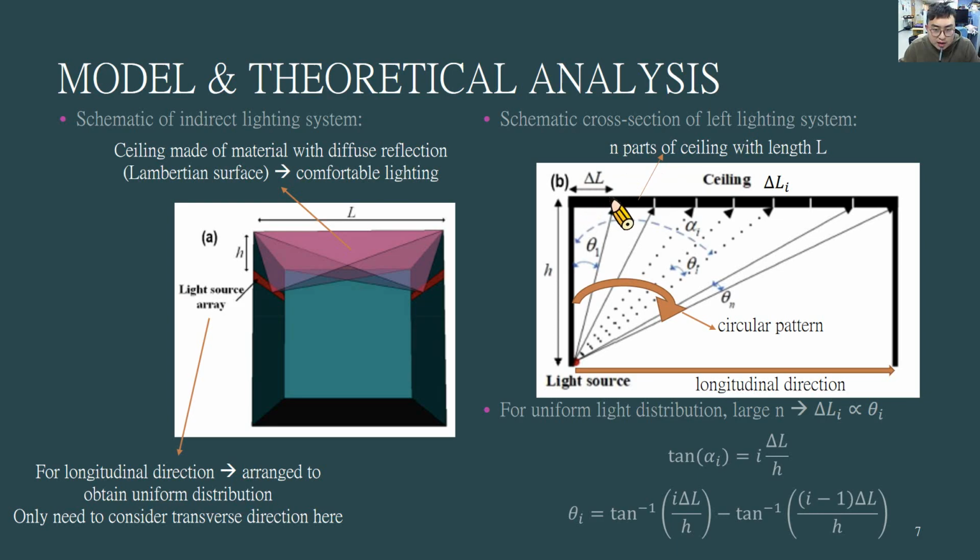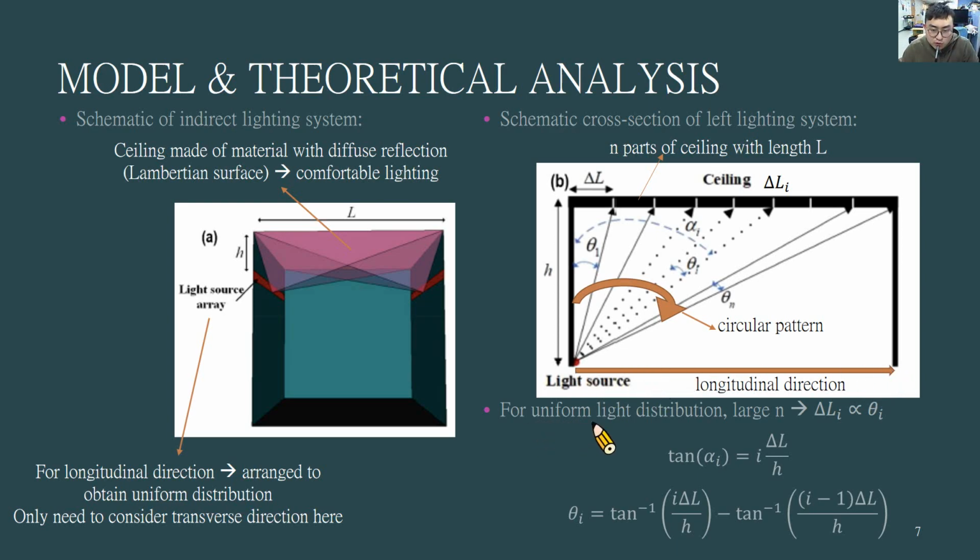Okay, and it can be divided into n parts, and every part of the ceiling has a length of delta L right here. If we look at the pattern of the light source from the perpendicular direction, it would be circular, but we don't need to consider it right now. So we just need to focus on this direction.